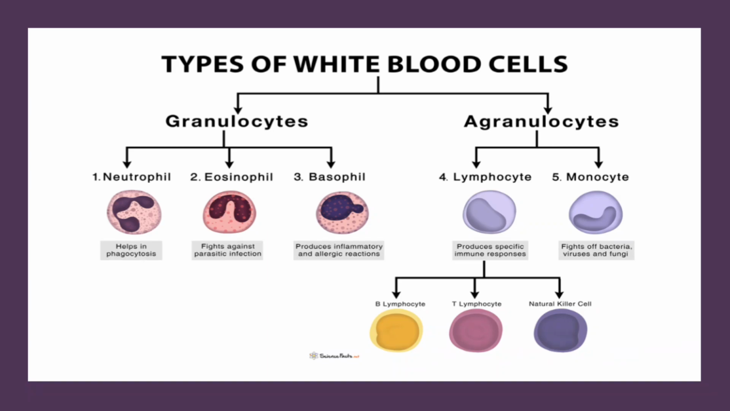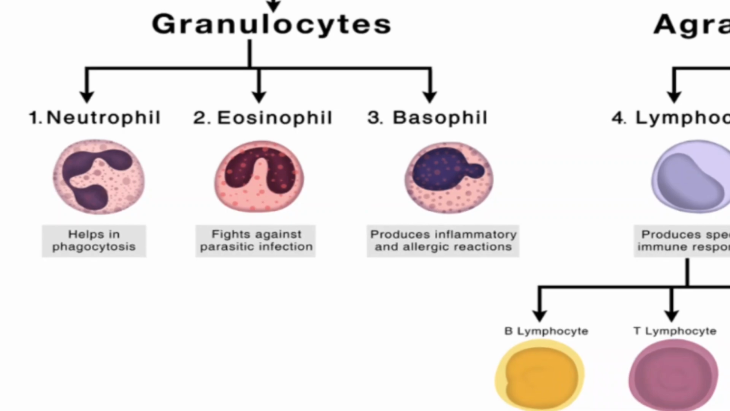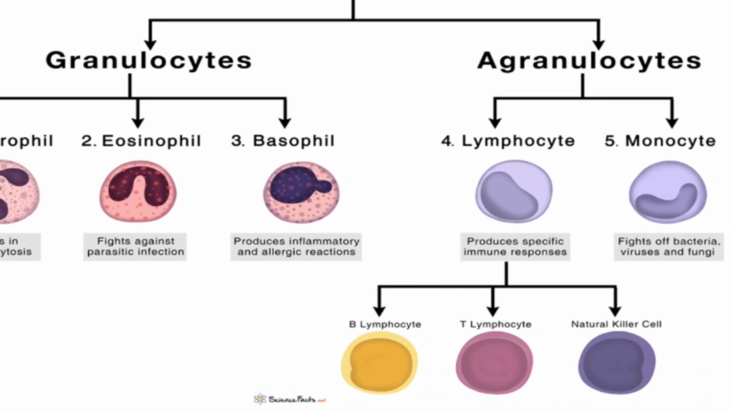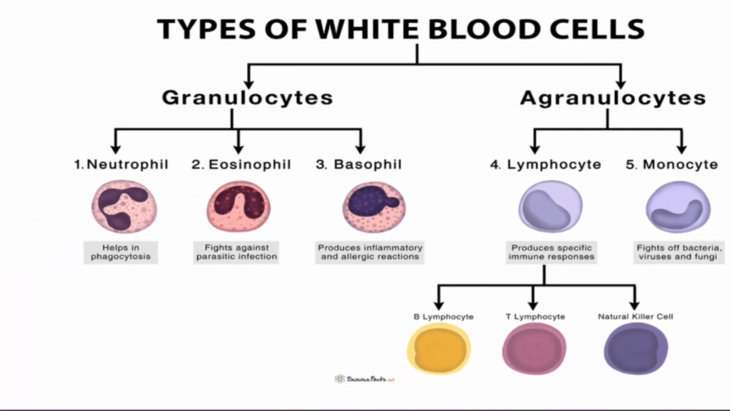These have very major functions to perform. For example, neutrophils help in phagocytosis, eosinophils help in protecting our body by fighting against parasitic infection. Basophils are responsible for producing inflammatory and allergic reactions. Lymphocytes are responsible for producing a specific immune response, and monocytes are responsible for fighting off bacteria, viruses and fungi.